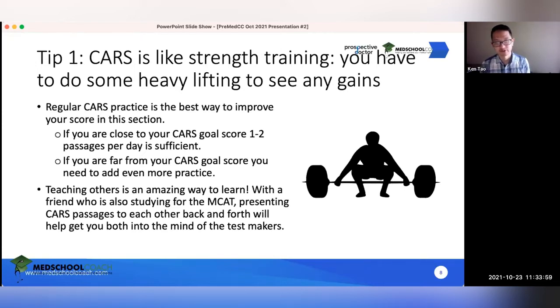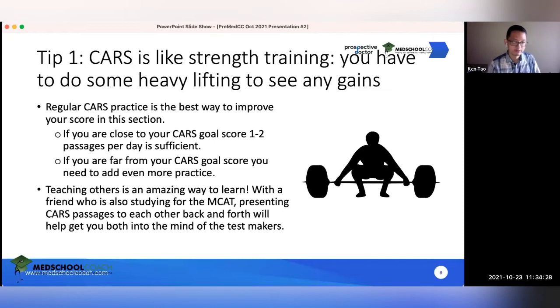Once you get to the point of doing MCAT preparation, do regular passages. And how much practice you need depends on how much help you need. If you're not too far from your target score, it's more so consistency you want. So try to complete a couple passages a day and you should be fine. If CARS is a weakness of yours, then you need to do more practice. So do as much practice as you need until you're able to start mastering those CARS skills.